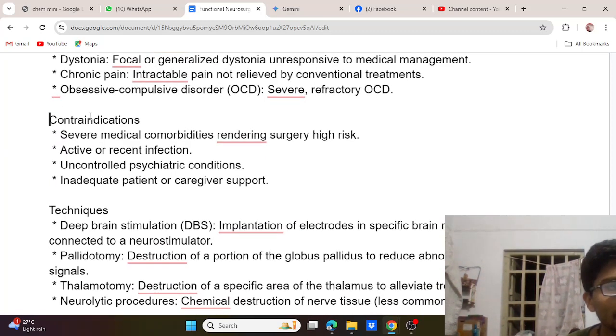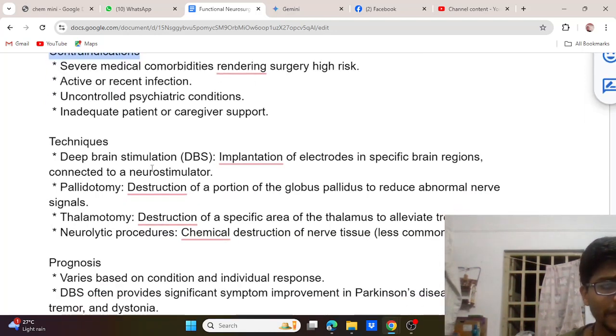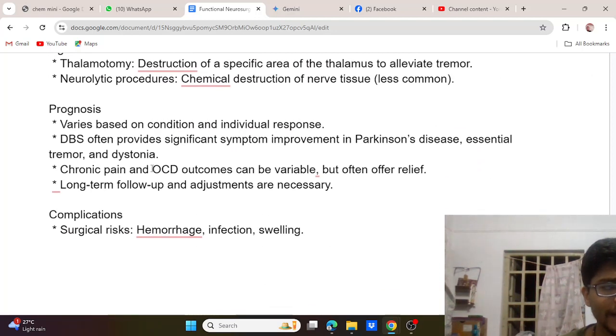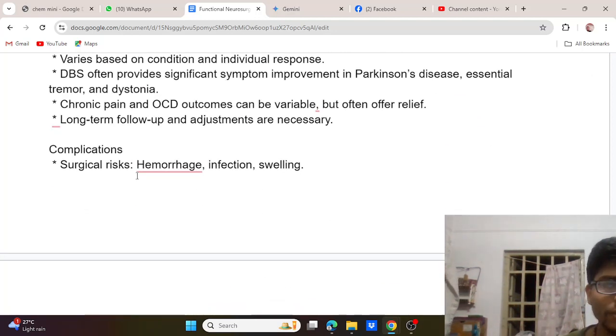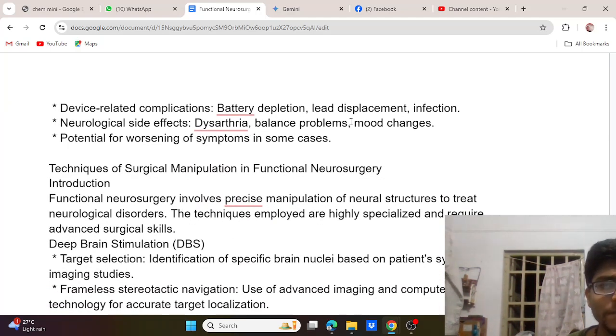comorbidities, like medical comorbidities which are rendering high risk for surgery, active or recent infection, uncontrolled psychiatric issues, and the patient not having a caregiver. And complications for these surgeries include hemorrhage, infection, device related complications like displacement, battery depletion, neurological side effects in the form of dysarthria, balance problems, mood changes, and sometimes even potential for worsening of symptoms.